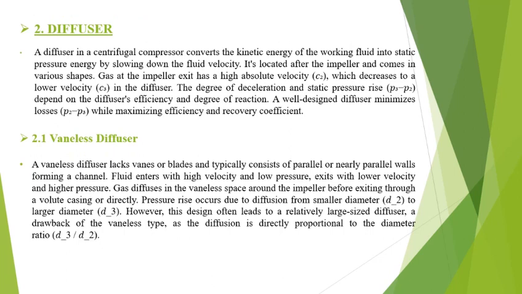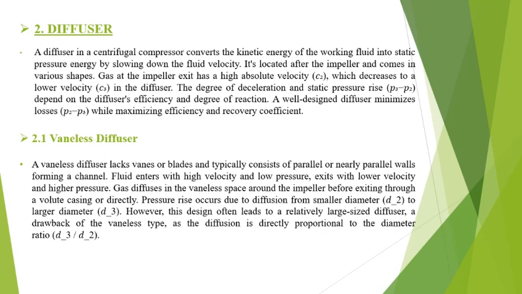After that we discuss the diffuser. A diffuser in a centrifugal compressor converts the kinetic energy of the working fluid into static pressure energy by slowing down the fluid velocity. It is located after the impeller and comes in various types. Gas at impeller exit has a high absolute velocity C2, which decreases to a lower velocity C3 in the diffuser. The degree of deceleration and static pressure rise P3 minus P2 depends on the diffuser's efficiency and degree of reaction. We design the diffuser to minimize losses while maximizing efficiency and pressure recovery coefficient.